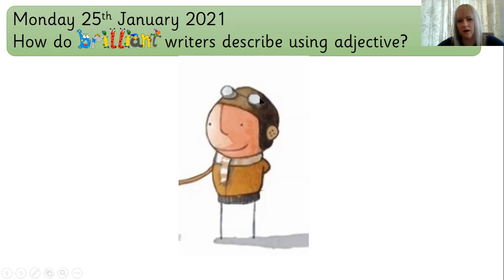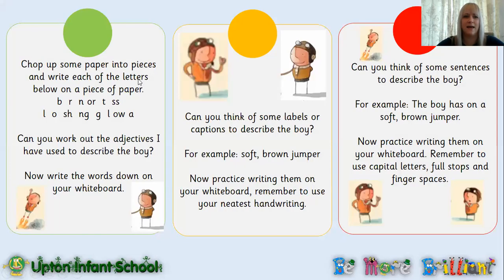He's got these glass-looking goggles. He's got a brown helmet. He's got this lovely brown and white scarf. He's got a thick woolly brown jumper on, and he's got some very long grey or black trousers on. Now, I would love for you to describe him for me today.